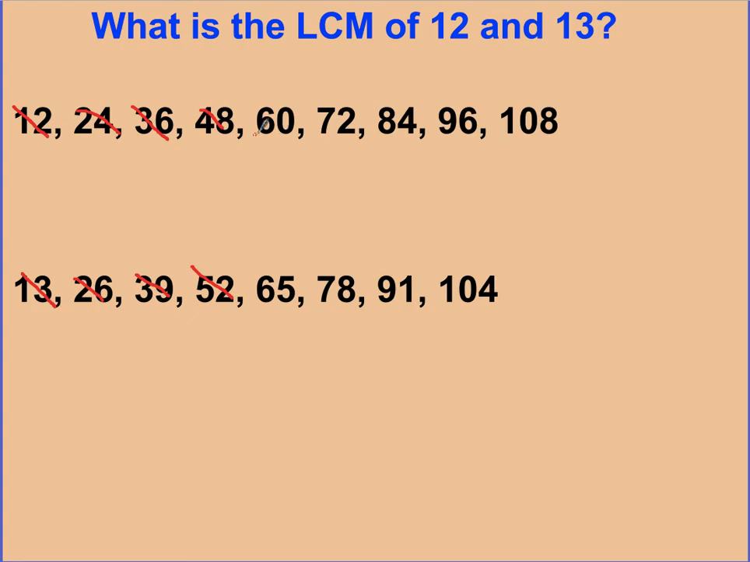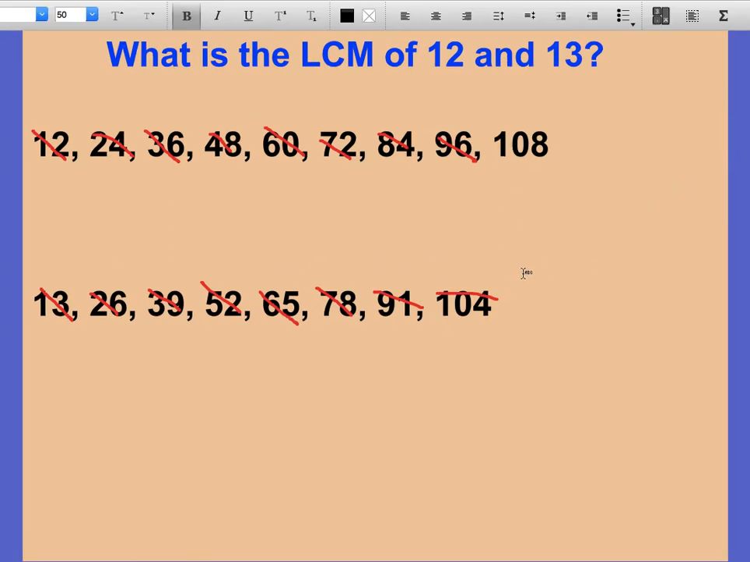Let's see if we matched anything. 60, we don't have a 60, we have a 65. 72, we don't have a 72. 84, we don't have. 96, we don't have. And 108 is above this, so we'll hold that for now. It doesn't look like it, though. But over here, 65, no. 78, no. 91, no. 104, no. We don't have a common multiple yet, but we should always have a common multiple. I made the comment that every set of numbers has an infinite number of common multiples, because if you keep going forever, you will find more and more and more.